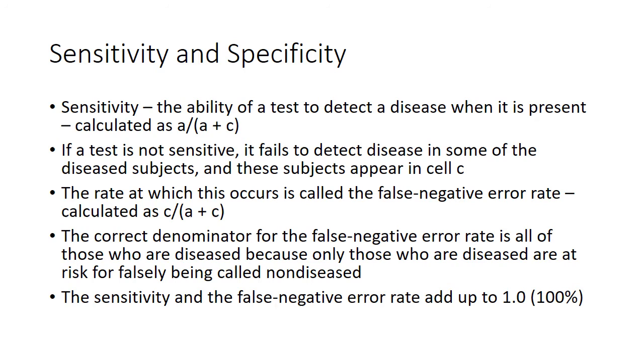Now, what you're going to find is that when you do tests like these in these 2x2 tables, sensitivity and the false negative error rate should add up to 1. And if it does not, then you have something else goofy going on with your tables. Basically, the proportion of true positives plus the proportion of false negatives should add up to 1, or 100% of the people who have the disease state.